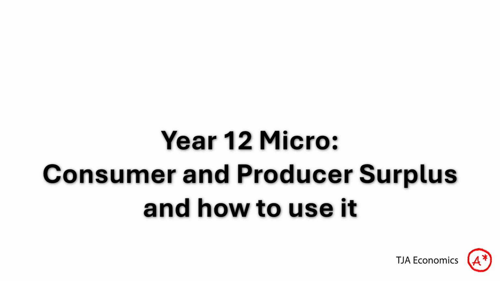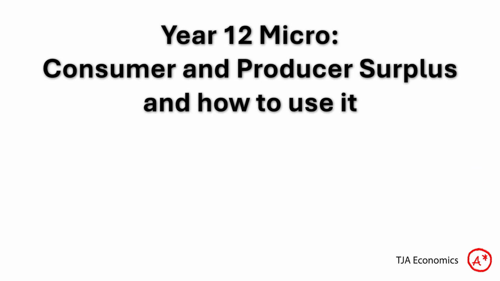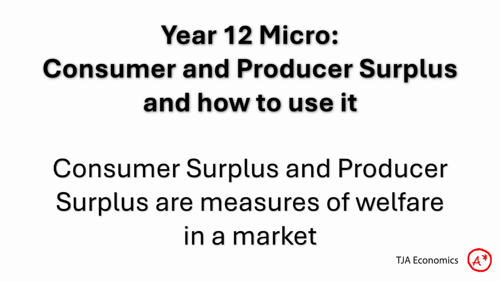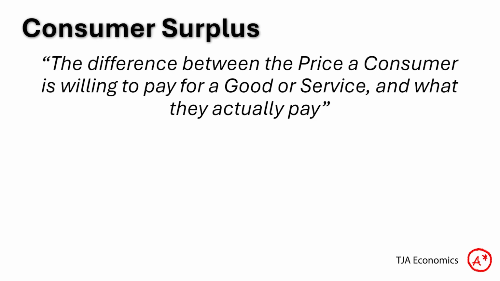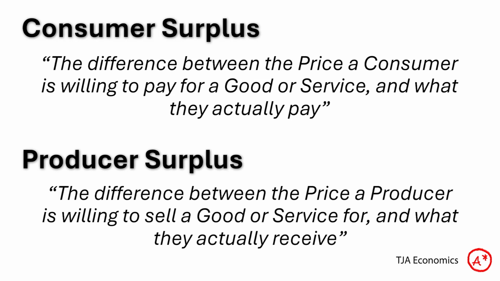So at its most basic level then, consumer and producer surplus are merely a measure of welfare in a market. There are specific definitions, but at its most basic level, it is just a measure of welfare. So, for example, consumer surplus is the difference between the price a consumer is willing to pay for a good or service and what they actually pay, whereas producer surplus is the difference between the price a producer would sell a good for and what they actually sell it for.